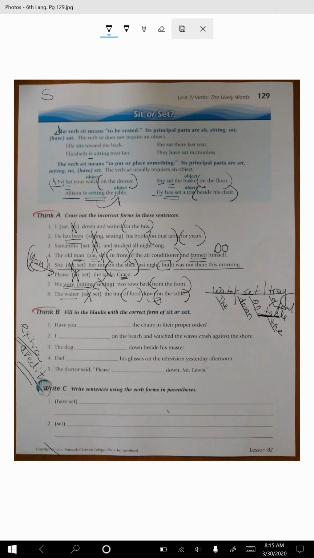I think I did everything I want to do with you. So think big. You're to fill in the blanks with the correct form of sit or set. Go to the top. Look at the top if you get stuck. Extra credit for the prepositional phrases. Write sentences with verb form in parentheses. So write a sentence using the verb sit and a sentence using the verb set.